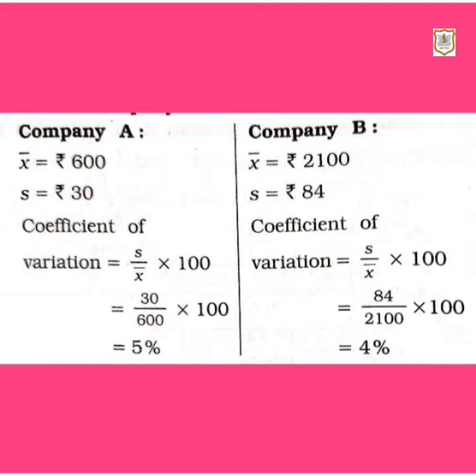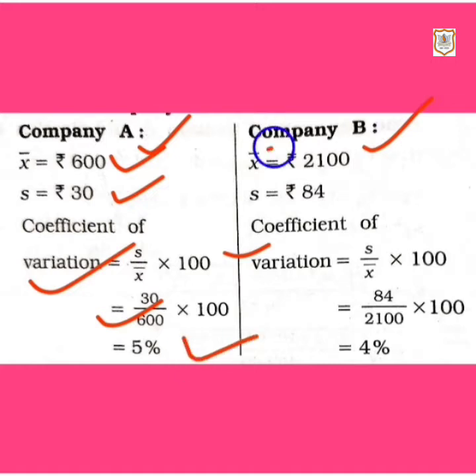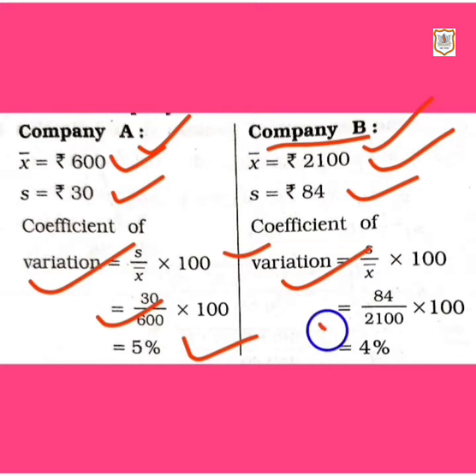So here we have taken out the coefficient of variation for both company A and company B to know which is more stable. Company A's mean is 600, standard deviation is 30, and the formula for coefficient of variation is S upon mean into 100. So 30 upon 600 into 100, that is 5%. Similarly for company B, mean is 2100, standard deviation is 84. So 84 upon 2100 into 100, that gives 4%.